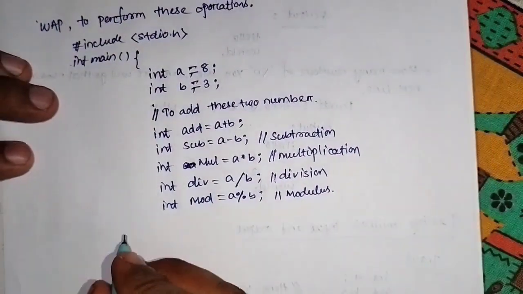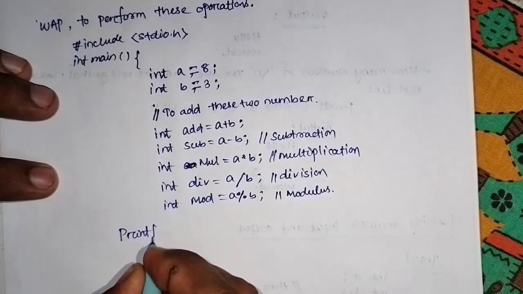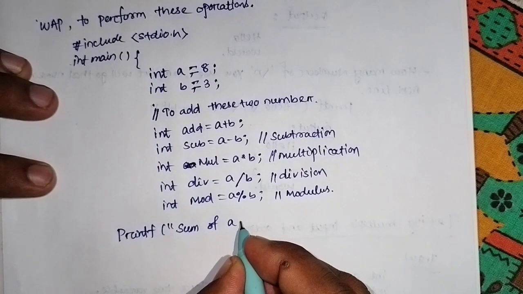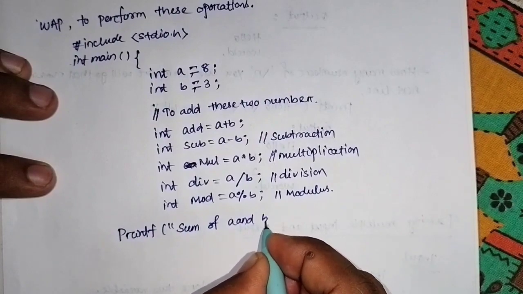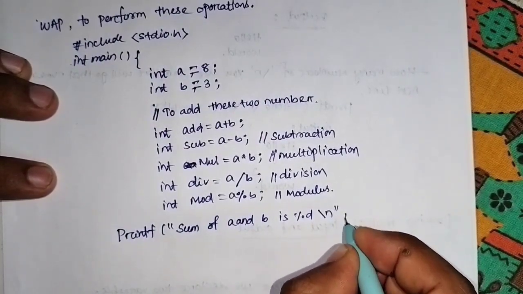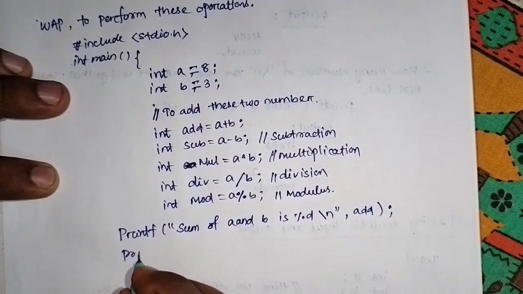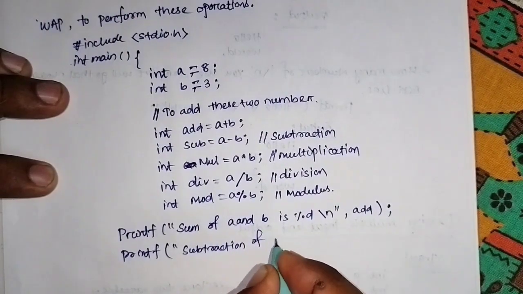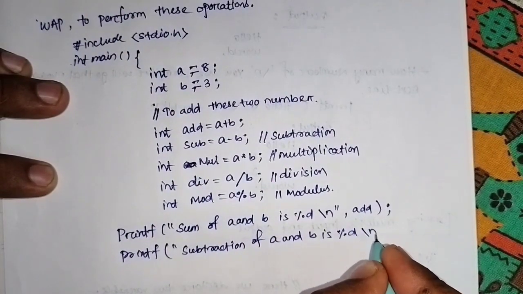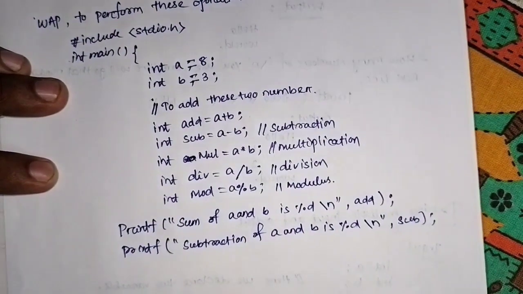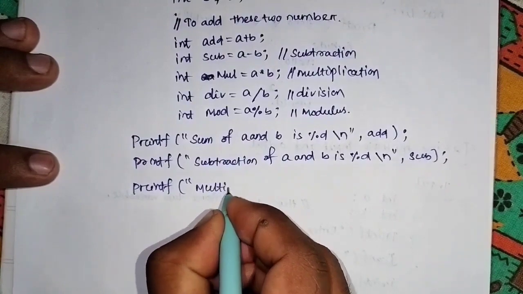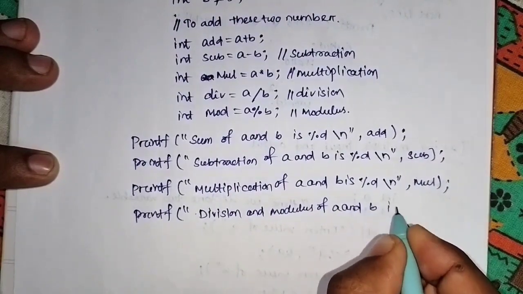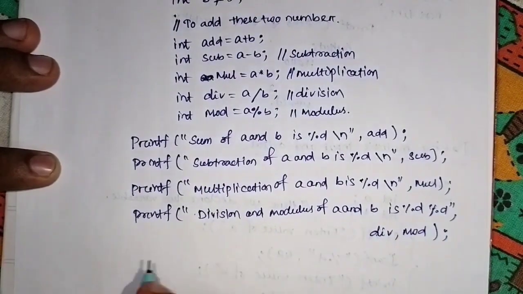Now print these 5: addition, subtraction, multiplication, division and modulus. First print the addition, second print the subtraction, then multiplication, then division, and then modulus. Let's open the code editor and see how it is working.